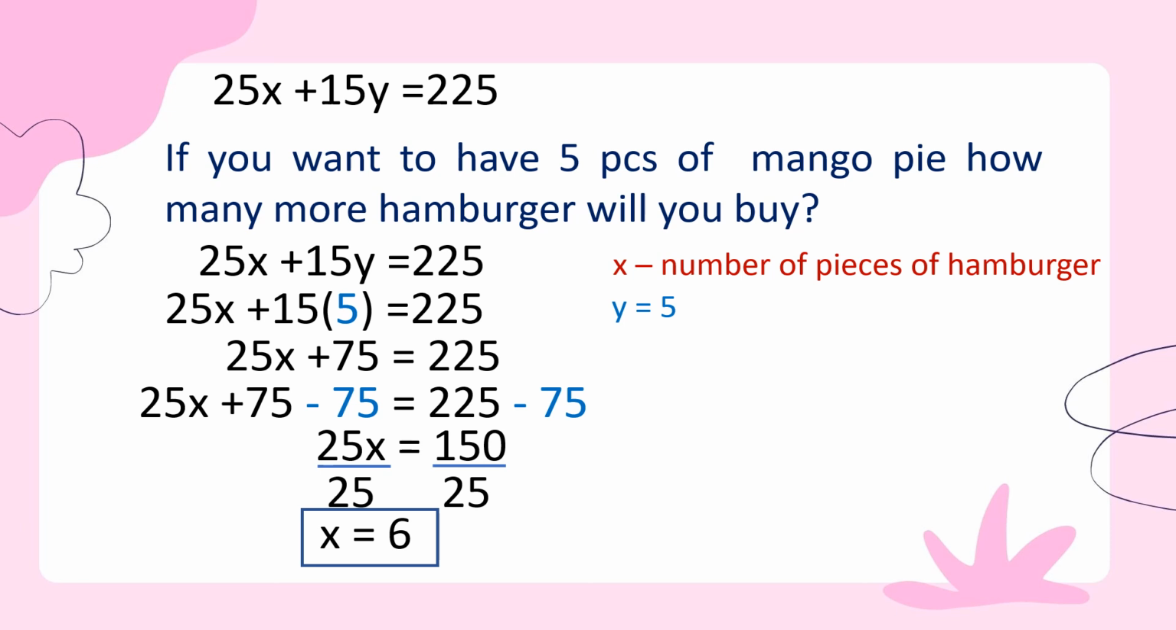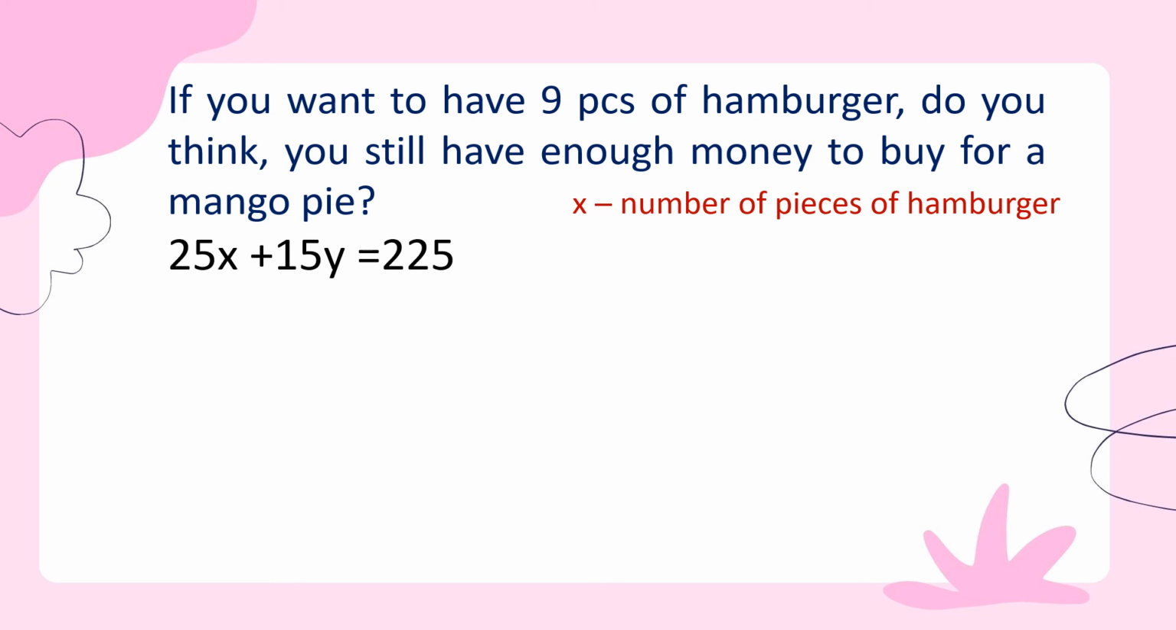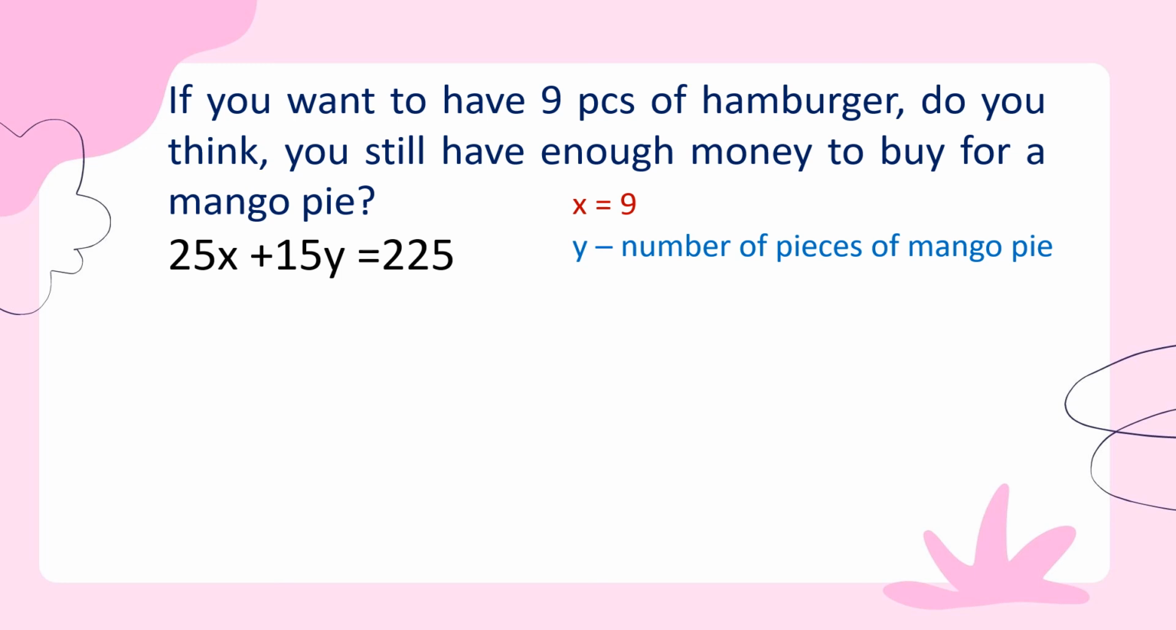6 now is the number of hamburgers that you could buy if you have already 5 pieces of mango pie. What if you want to have 9 pieces of hamburger? Do you think you still have enough money to buy a mango pie? Let's try to find it out. Using the same equation 25x plus 15y equals 225, the number of pieces of hamburger, which is represented by variable x, is already given. That is, x equals 9. And the number of pieces of mango pie is still the unknown.